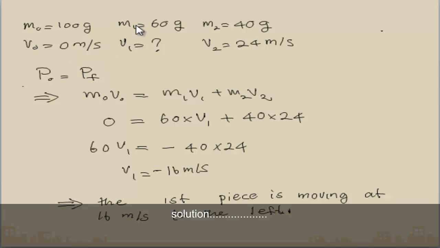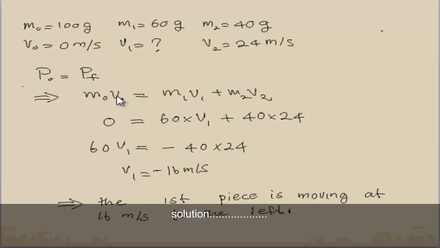Mass of the first piece is 60 grams. Mass of the second piece is 40 grams. V1, which is the final velocity of the first piece, is unknown. V2, the final velocity of the second piece, is 24 meters per second. Since there is no external force on the firecracker, we can assume that momentum is conserved. So we can write the initial momentum equals the final momentum.